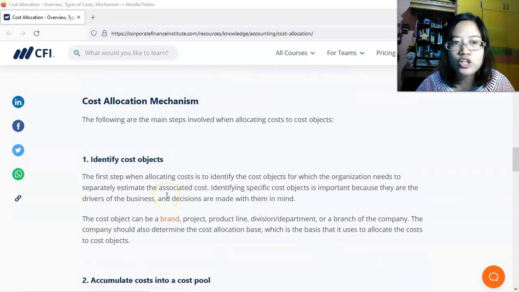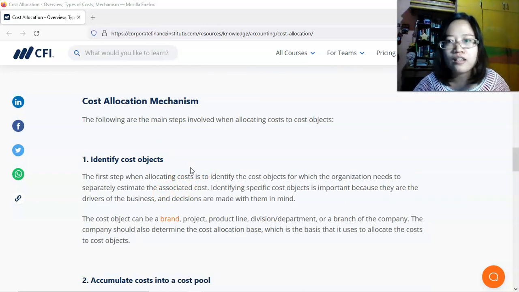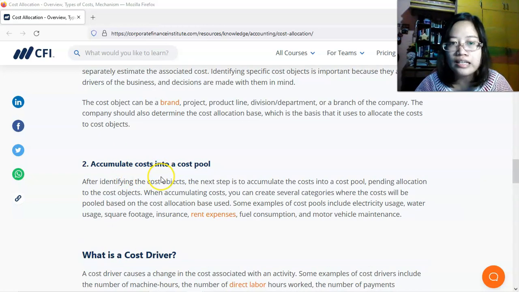Ayan. Cost allocation mechanism. So, syempre, identify muna yung cost object. Products ba yan? Project? Or branch ng company? Or cost center. Tapos, accumulate cost into a cost pool. Okay, yung similar types ng cost natin. Kung direct materials yan, na ginastos for this project or cost object, direct materials, direct labor normally ay properly identified yan. Tapos, yung indirect cost or yung overhead cost, yun lang naman normally yung kinakailangang i-allocate. Okay? Kasi kunwari, rent ng factory building, paano mo i-allocate yung cost ng rent?